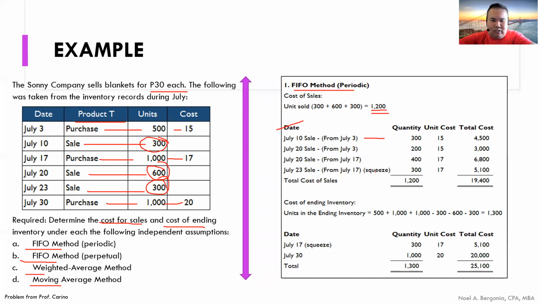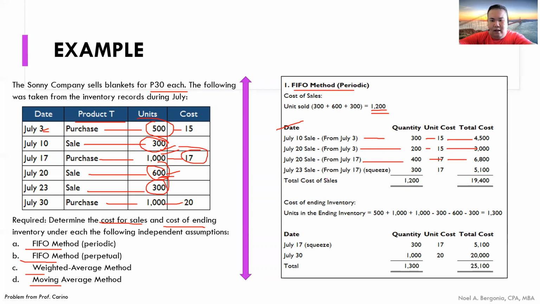So we have on June 10, naalala ninyo, we have 300 units being sold. So nanggaling siya saan? Doon sa, dahil FIFO po ito, July 30, so 300 times 15, 4,500. Then on July 20 na sale, which is 300, may nanggaling pa po mula sa 200 ng first purchase natin. So that's 200 times 15, which is 3,000. And then the remaining 400 units na binenta on July 20 came from the 17 pesos na purchase, so that would be 6,800.